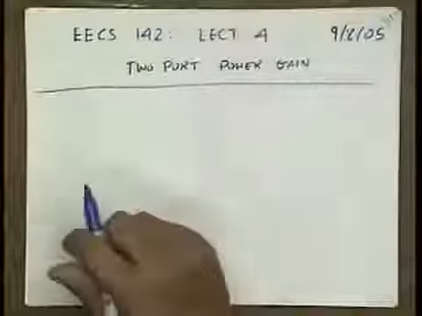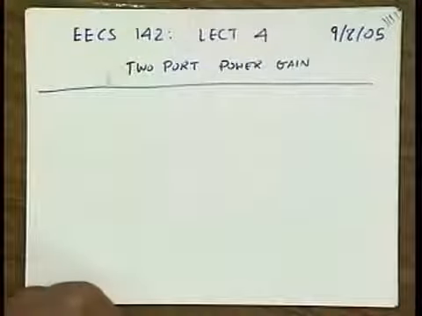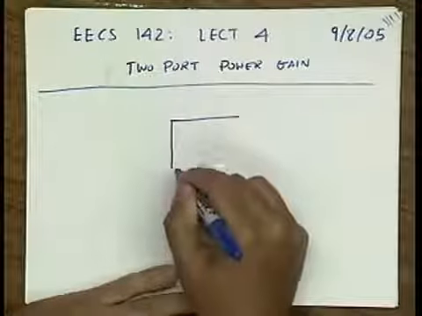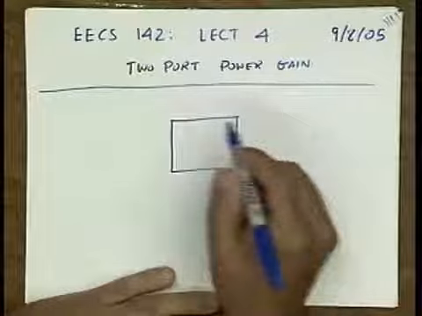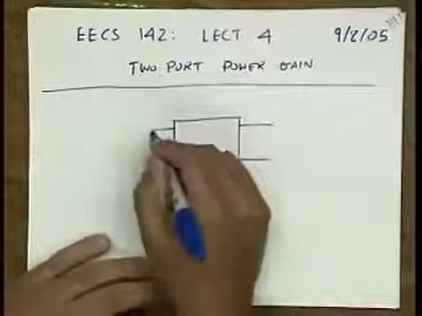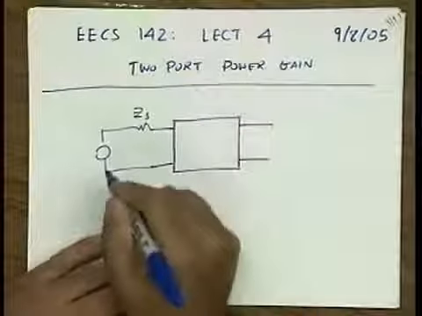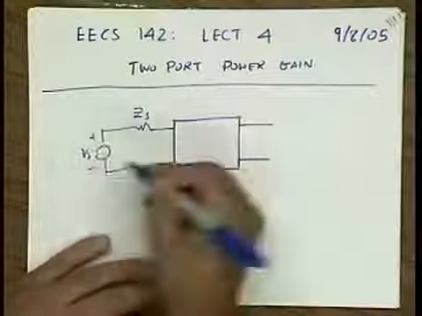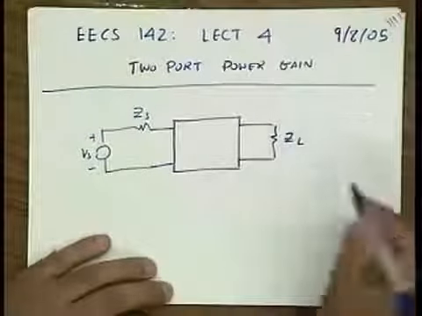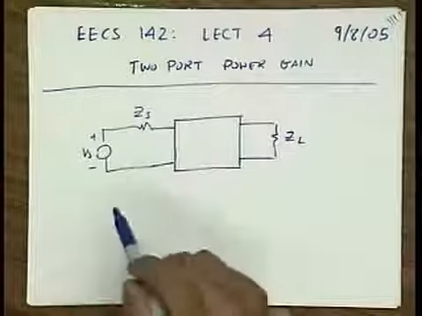So this lecture, we're going to talk about general properties of 2-port networks. In other words, we're going to take our amplifier and treat it like a black box. So for instance, we're going to hook up a source resistance, say ZS, source impedance, more generally VS, and we're also going to connect a load, let's say ZL. And we want to know what are the general properties of this 2-port.